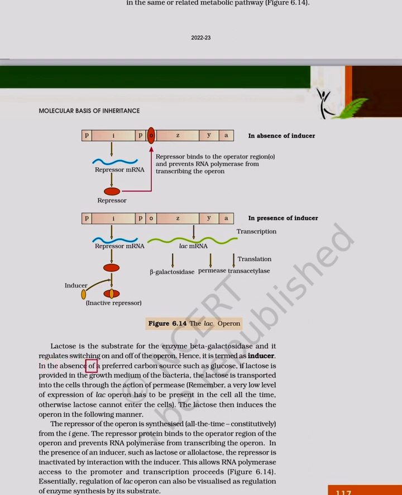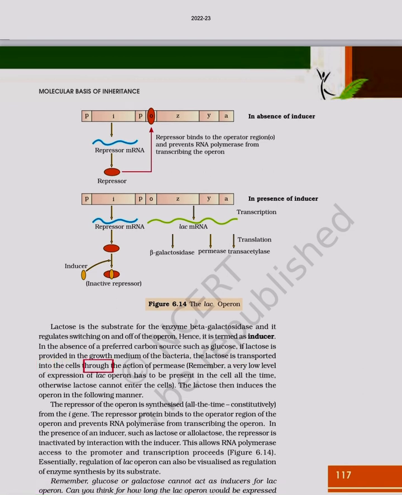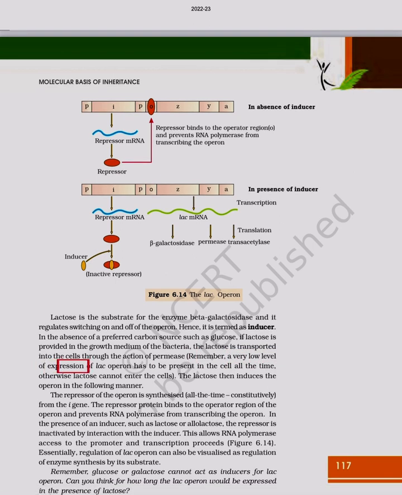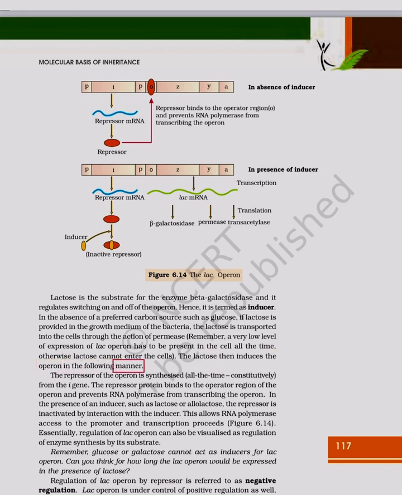In the absence of a preferred carbon source such as glucose, if lactose is provided in the growth medium of the bacteria, the lactose is transported into the cells through the action of permease. Remember, a very low level of expression of lac operon has to be present in the cell all the time, otherwise lactose cannot enter the cells. The lactose then induces the operon in the following manner.